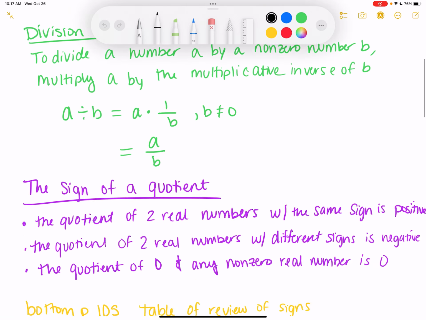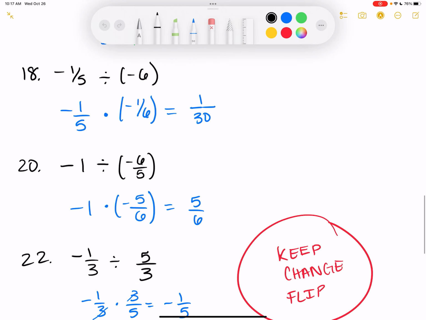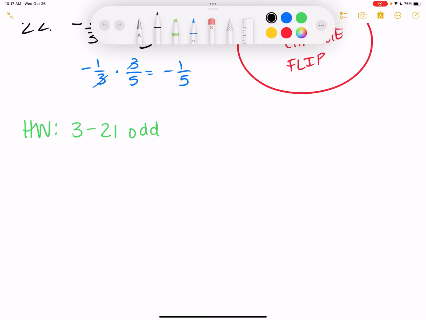Okay, so starting out with mean, we have number 24. We're given the numbers -10, -8, and 3, and we want to find the mean of them, or find the average. So we're going to add the numbers together, obviously paying attention to signs, and then we're going to divide by however many numbers there are.